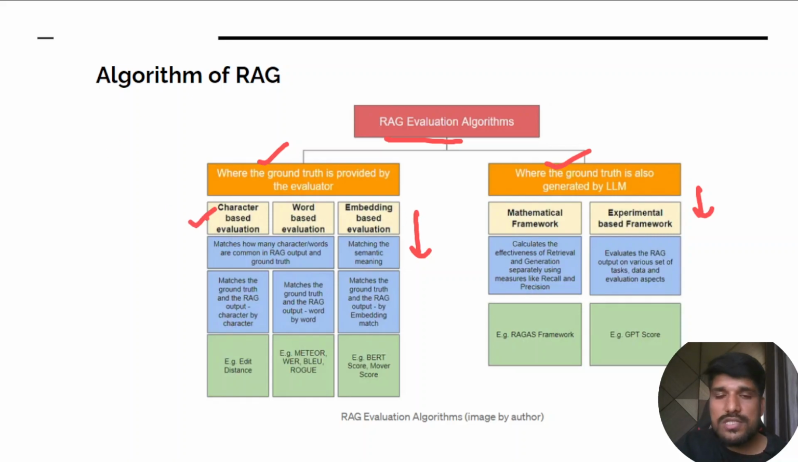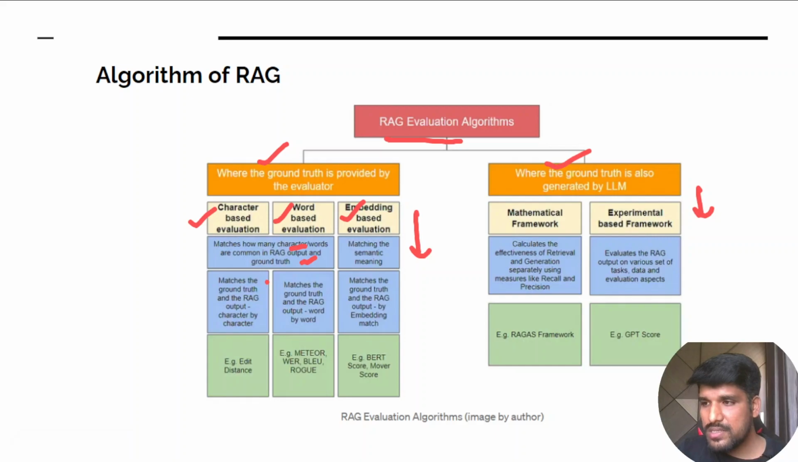The first evaluation is character based evaluation, where we check character by character whether the RAG is giving the proper output or not. The second is word based evaluation, and the third is embedding based evaluation. In character based and word based evaluation, we match how many characters and words are common in the RAG output, and based on that we evaluate the RAG. I'll come to embedding later on.